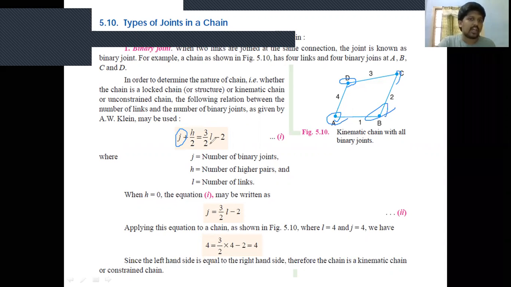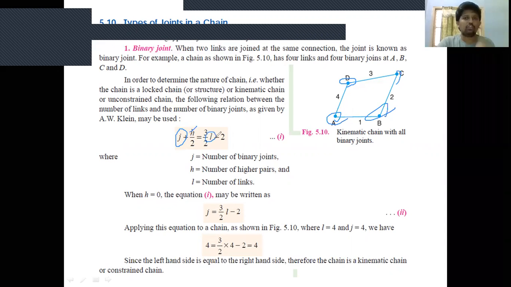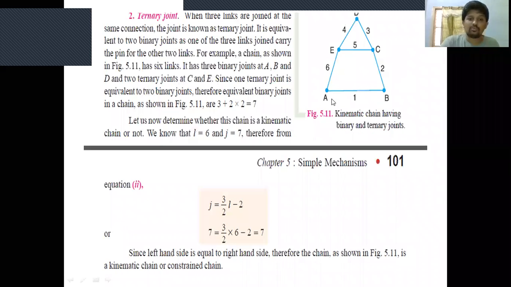L, how many links do you have? Again, you have four links: A, B, B, C, C, D, D. Substituting in the equation, we have 4 is equal to 4. Both sides are the same, which I explained in the previous topic means you will have 1 degree of freedom. Right now, let's go to ternary joints.